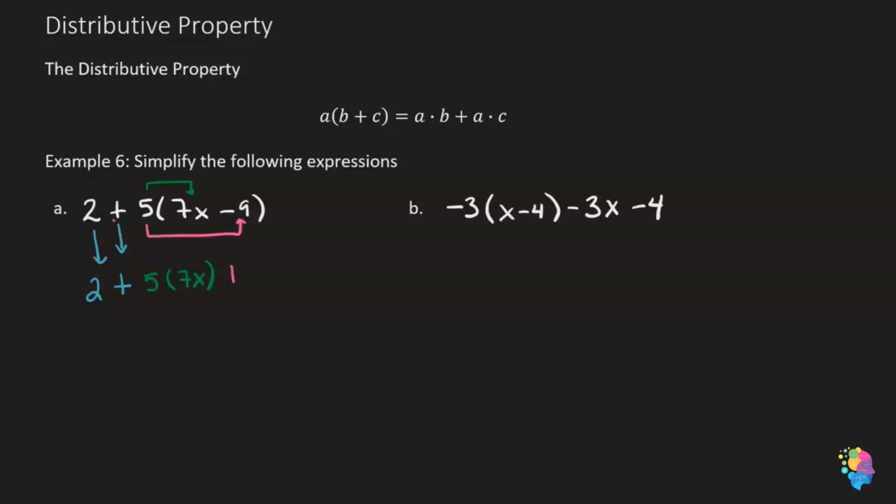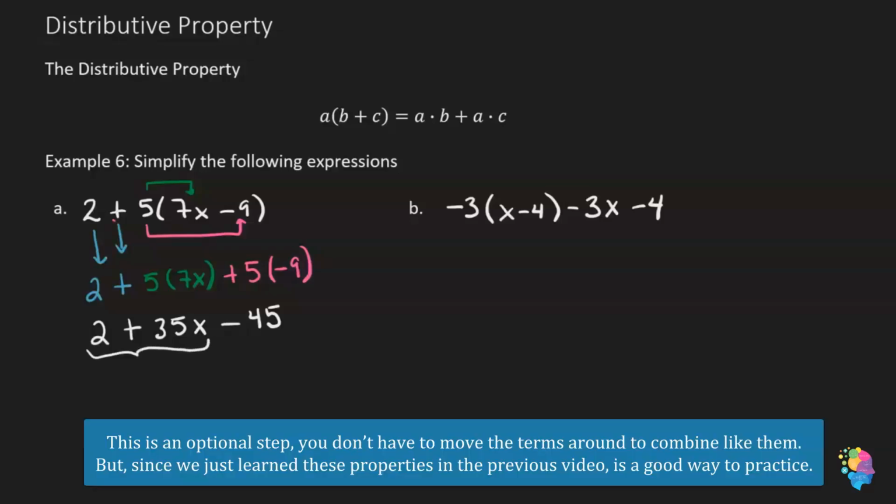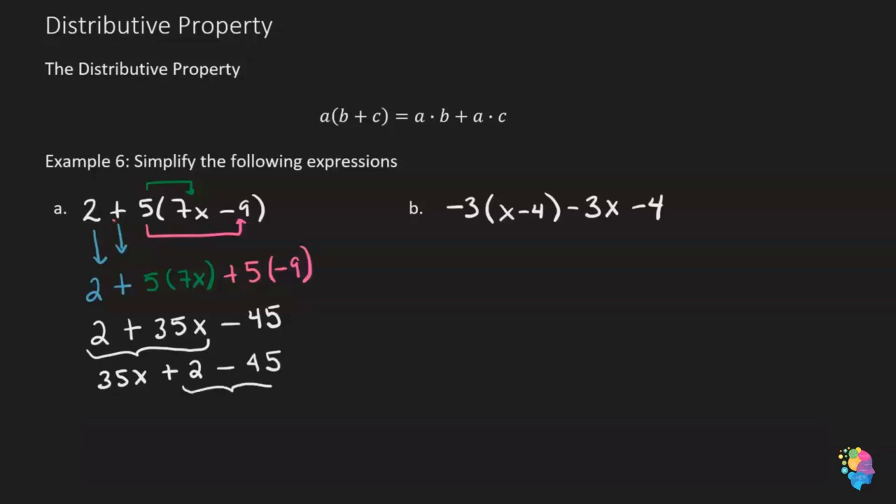I'm going to take the sign here. That was a positive 5 with a minus 9. And we simplify. This will be 2 plus 5 times 7 is 35x. Bring down the variable. And a positive 5 times a negative 9, that will be a negative 45. Now, because we have a rule about the commutative property, we are able to commute or move around these two. So I'm going to write the 35x first and then the positive 2 and bring down the minus 45. The reason for doing that is because now I have my like terms put together here.